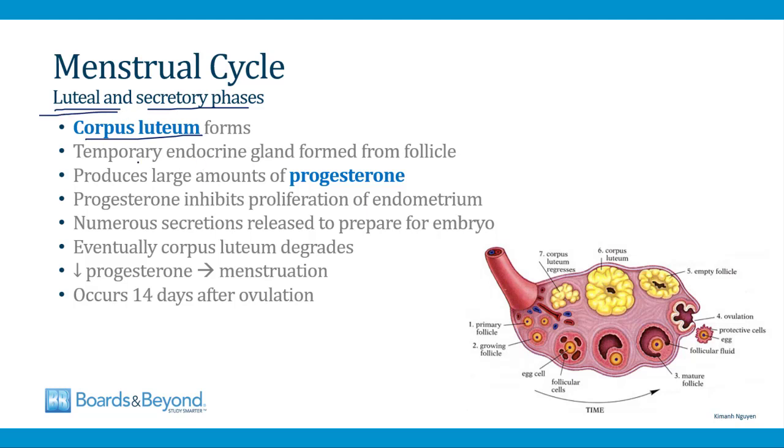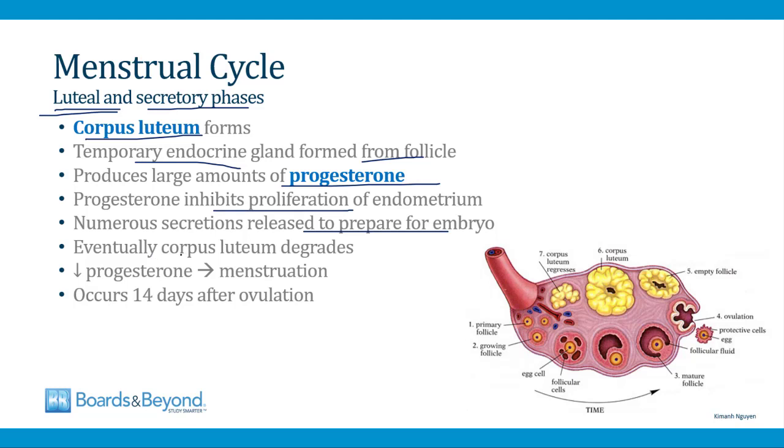The corpus luteum is a temporary endocrine gland that forms from a follicle, and its major job is to release progesterone. Progesterone inhibits proliferation of the endometrium, so it will stop growing in size like it did during the proliferative phase, but it will begin secreting lots of substances that are necessary to prepare for the embryo to implant, and that's why the second half of the menstrual cycle is called the secretory phase.